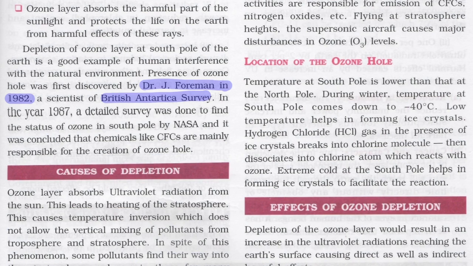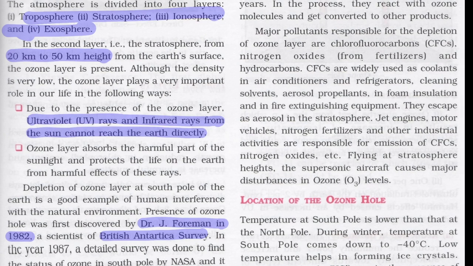So what is the cause for depletion of the ozone layer? The ozone layer absorbs UV radiation from the sun, and this leads to heating of the stratosphere. This causes temperature inversion, which does not allow vertical mixing of pollutants from the troposphere and stratosphere. In this phenomenon, some pollutants find their way into the stratosphere and some remain there for many years. During this process, they react with the ozone molecules and get converted to other products.